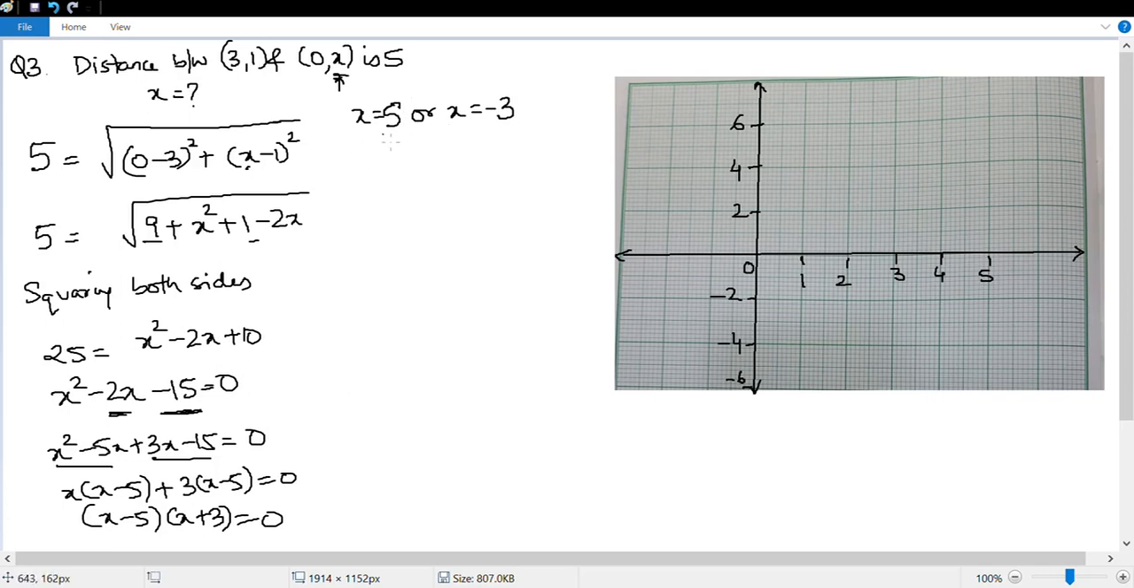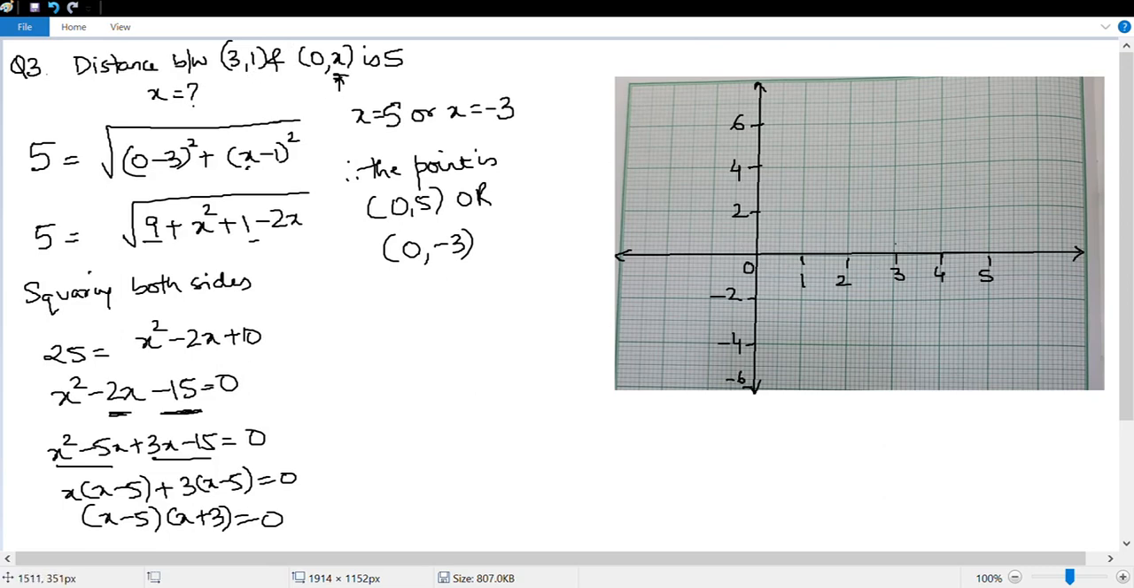Now let's check what the points are. So the point is, therefore, the point is 0, 5 or 0, negative 3. Now in case you're wondering how come I get two answers, that's the reason I have a graph on this page. So let's look at this point 3, 1.